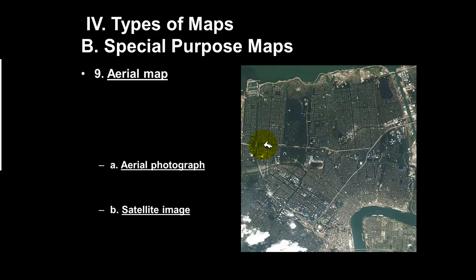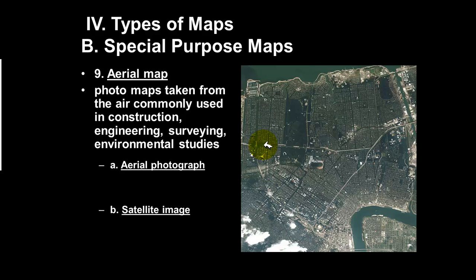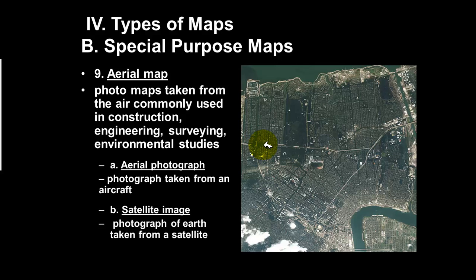And another type of special purpose maps are aerial maps. And these are just maps that are taken from the air. They're oftentimes shots from satellites or from large planes. So aerial maps are photo maps, and they're taken from the air. They're normally used in construction, engineering, surveying, environmental studies, that sort of thing. And there are two types of aerial maps. There are aerial photograph maps, and these are taken using airplanes. And there are satellite image maps, and these maps are taken from satellites, from space.